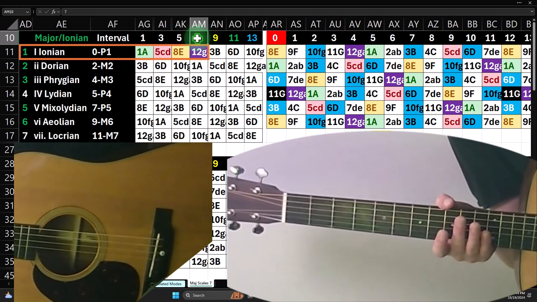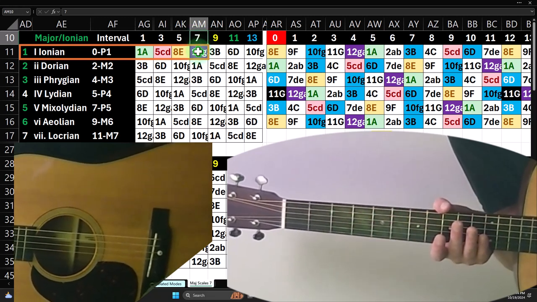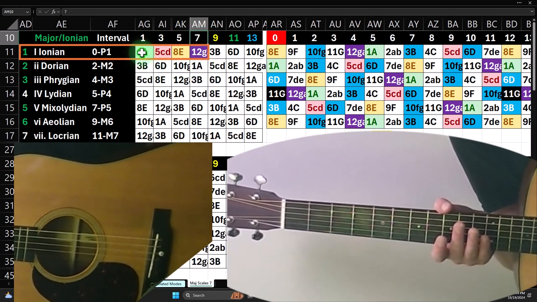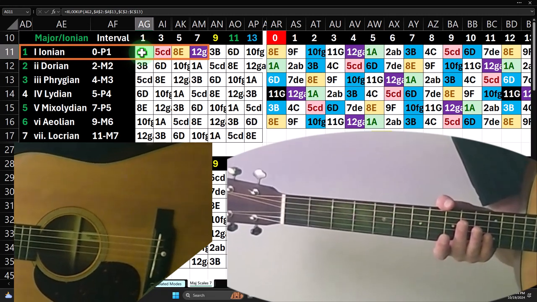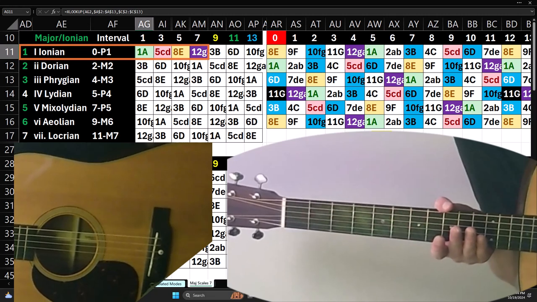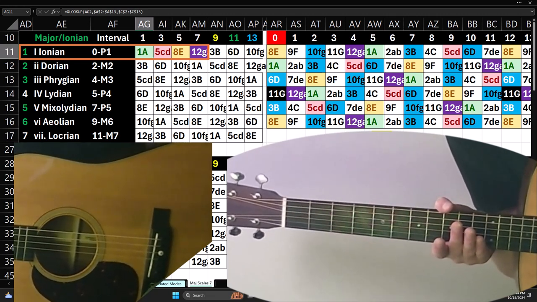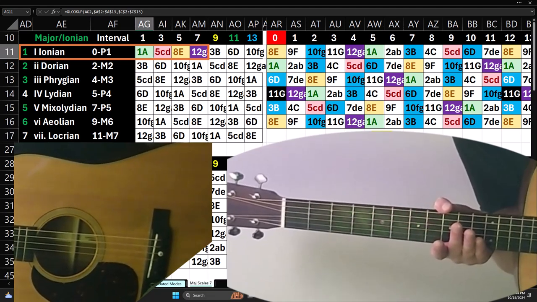Now I'm not going to be building the whole chord this time. I just want to be able to find the 7th as it relates to the root. In this case, I'm looking at an A major. Note that I'm also in a different worksheet, so I'm not going to be working in the key of C and related modes all the time this time.